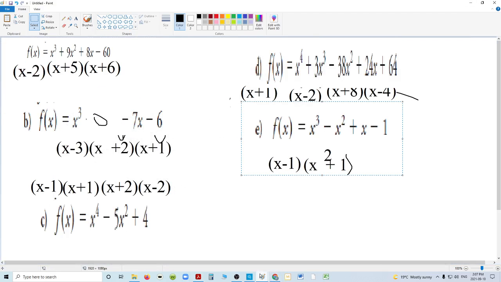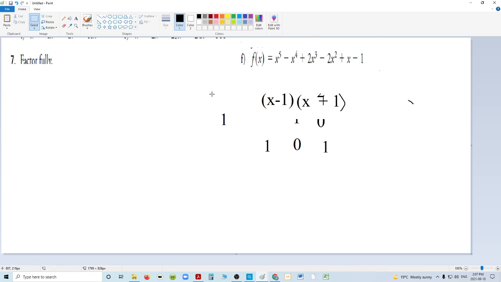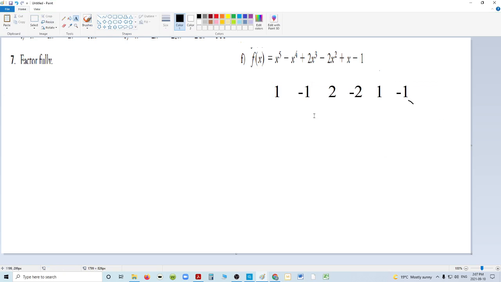And the last one, and we're going to keep the last one on the screen to graph it, is a long power of 5 one. We're talking about 1, minus 1, 2, minus 2, 1, minus 1. We're probably going to have a lot of missing holes in this one.